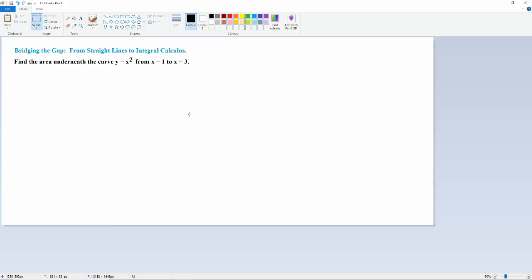of y equals x squared from x equals 1 to x equals 3.